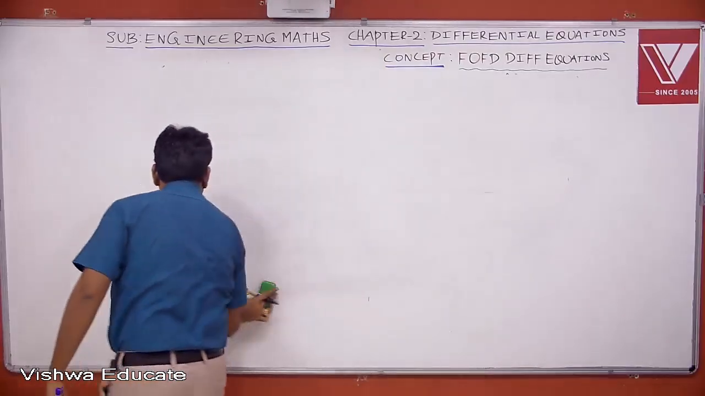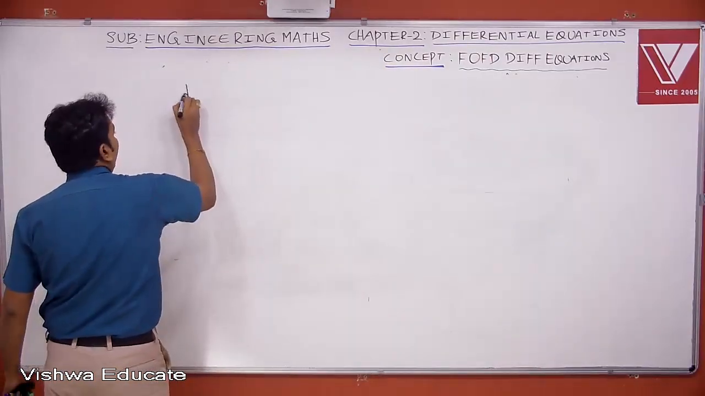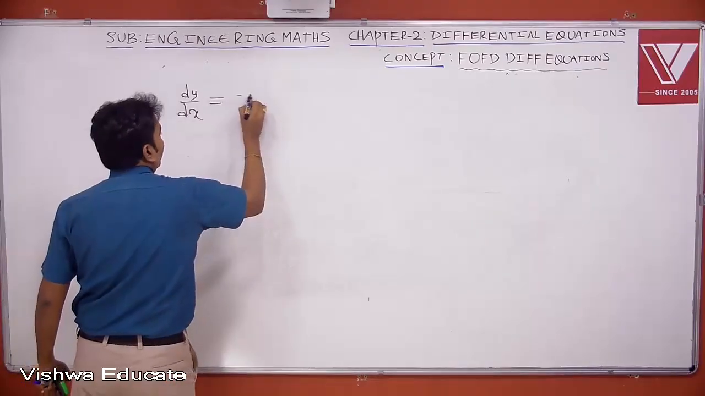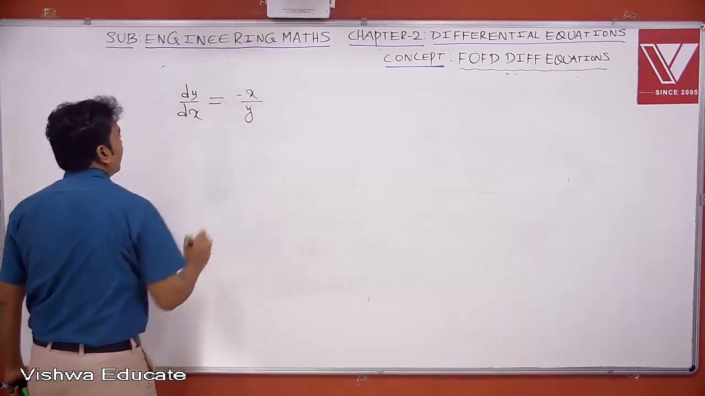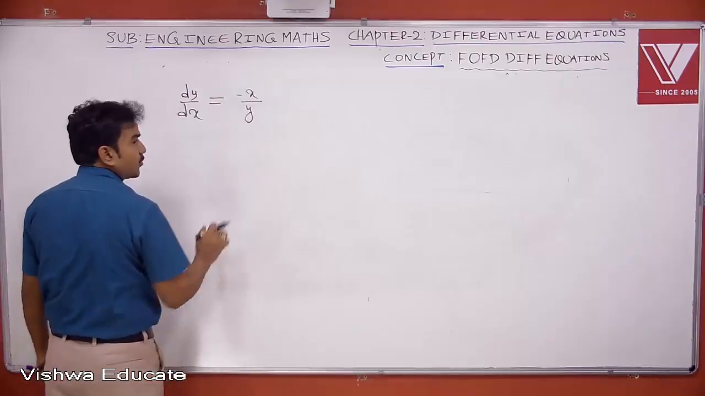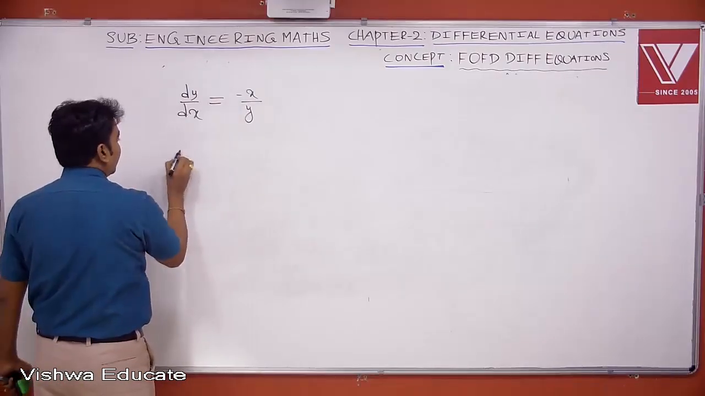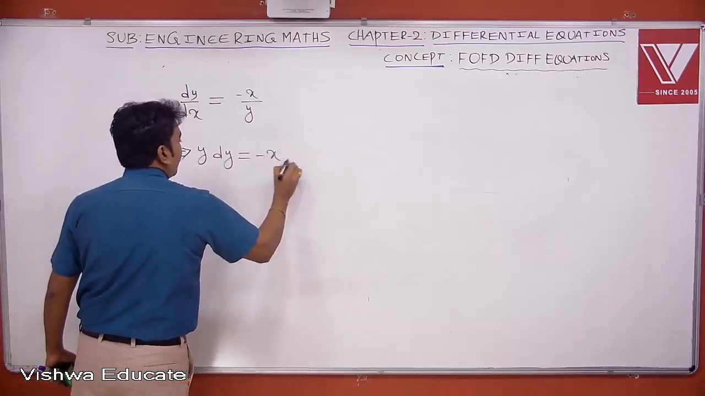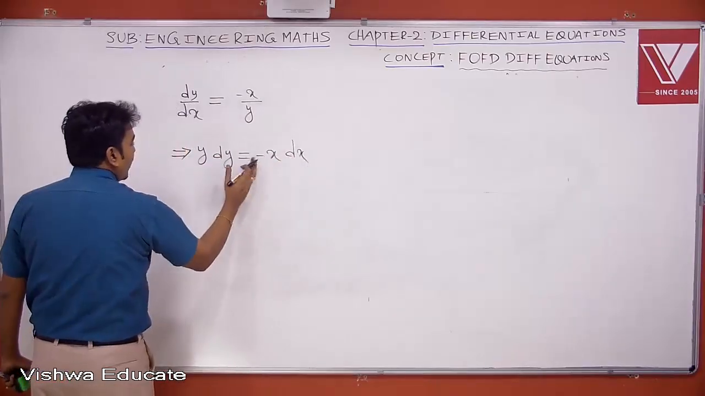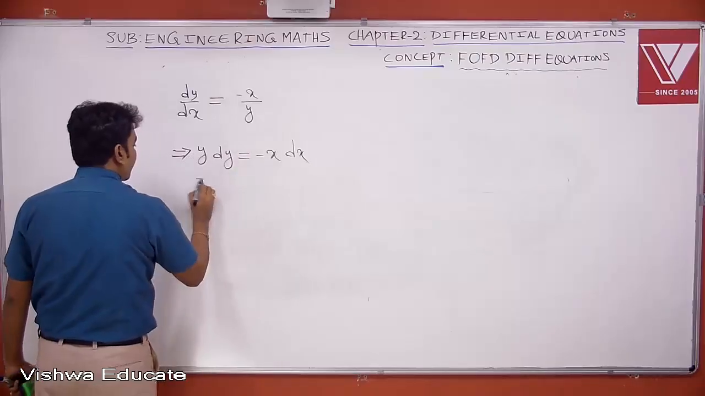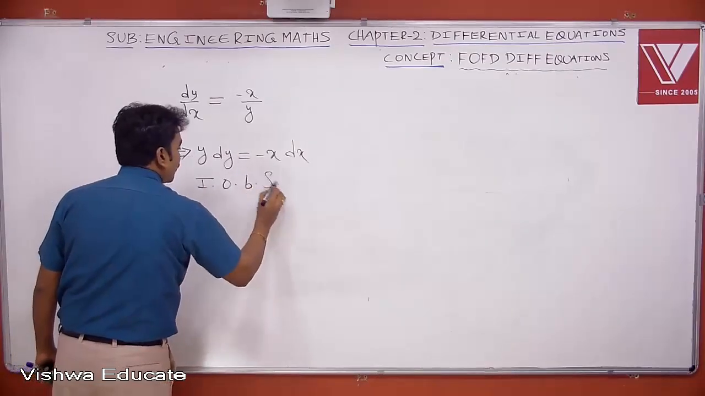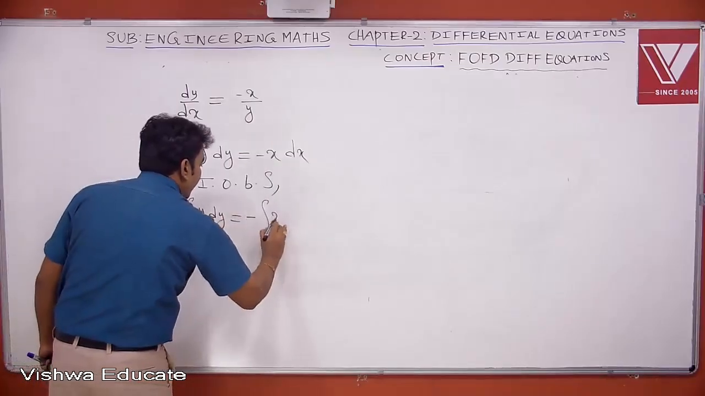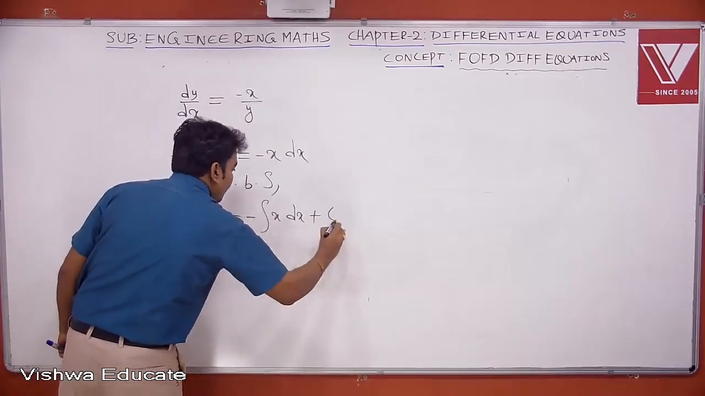Solve dy by dx equal to minus x divided by y. Dy by dx equal to minus x by y. Let us see. When you cross multiply this equation, it becomes y dy equal to minus x dx. Y variables one side, x variables one side. So integrating on both sides, we get integral y dy equal to minus integral x dx plus general constant c.